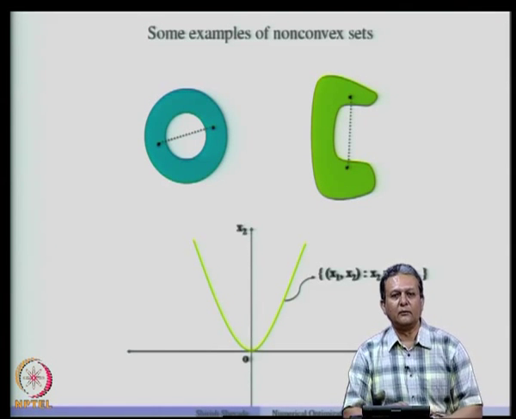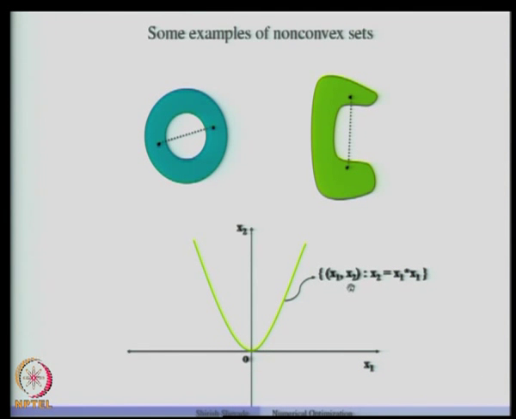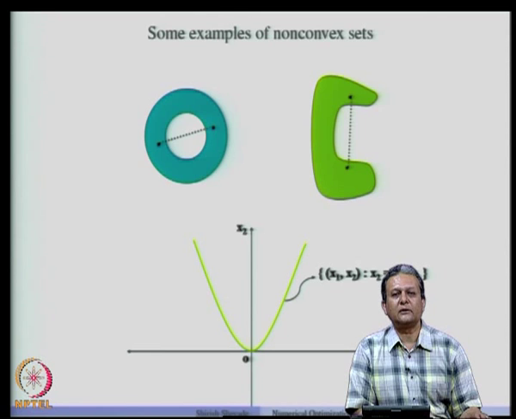So, here is one more example. Let us consider the set of points in 2-dimensional space x1, x2, where x2 is nothing but x1 square. So, this is the set of points which is shown by the green curve here. This set is not convex because if I take a point here and take a point here, the line segment joining them is not part of the set. So, these are some examples of non-convex sets. So, for convexity of a set what we need is that the line segment joining any 2 points of that set should lie entirely within that set.